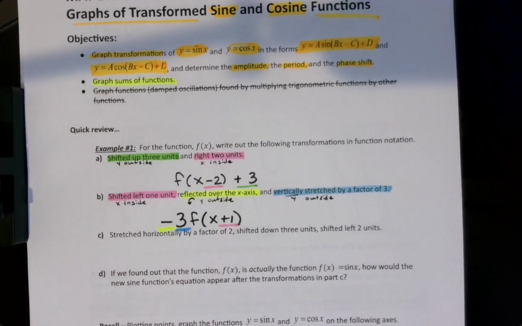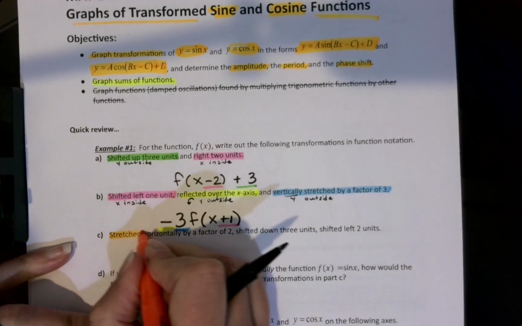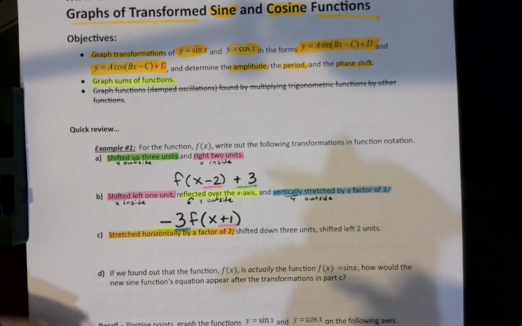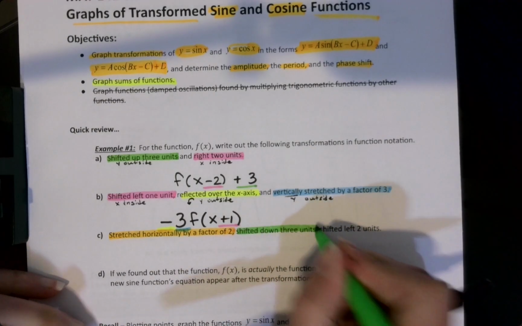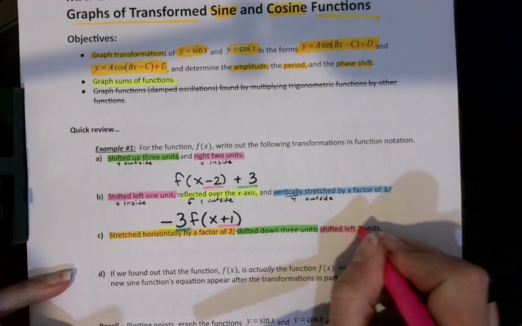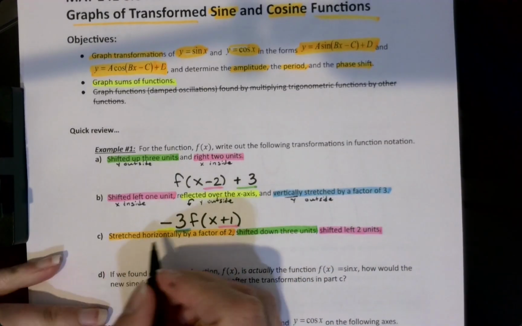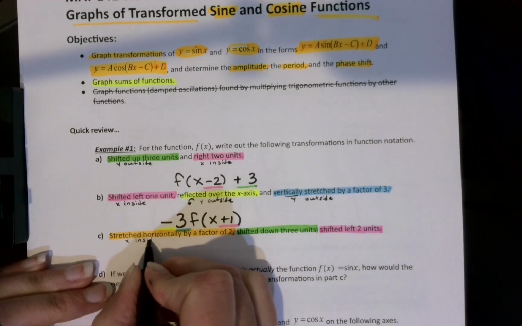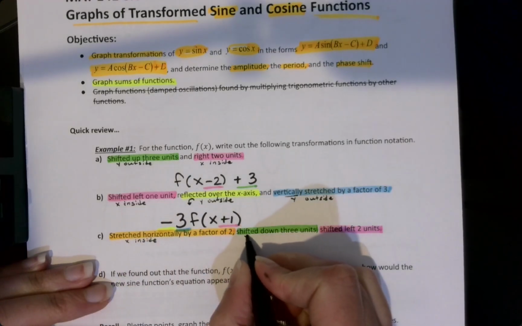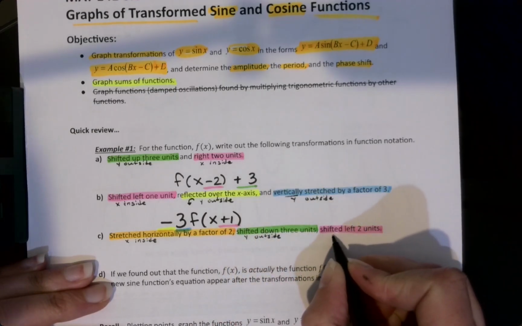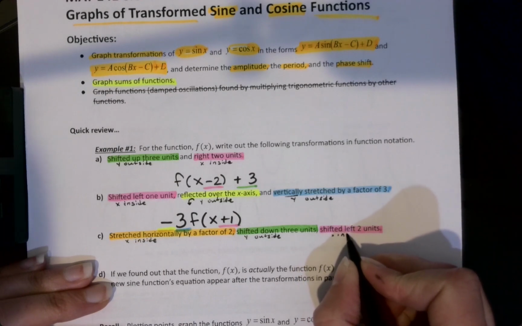All right, continuing on the next one. Here, we need to stretch horizontally by a factor of 2. We need to shift down by 3 units, and we need to shift left by 2 units. So stretching horizontally, that's going to be affecting x. That needs to happen inside the function. Shifting down needs to affect y, so that's going to happen outside the function. And shifting left is going to, again, affect x. That's going to be inside the function.